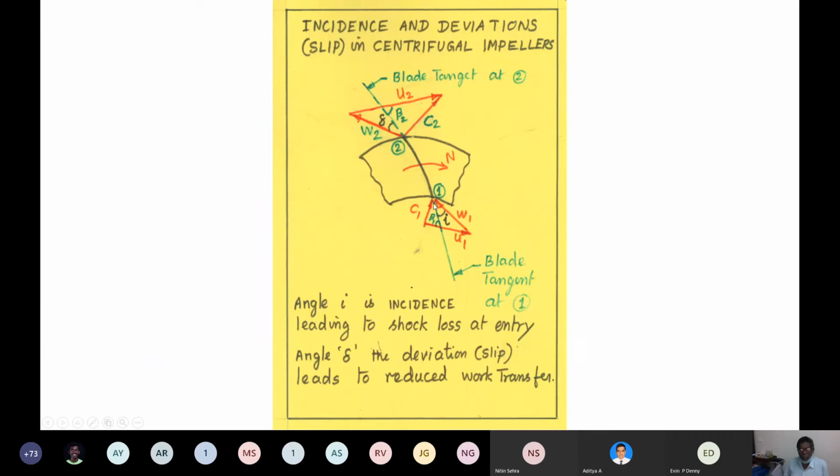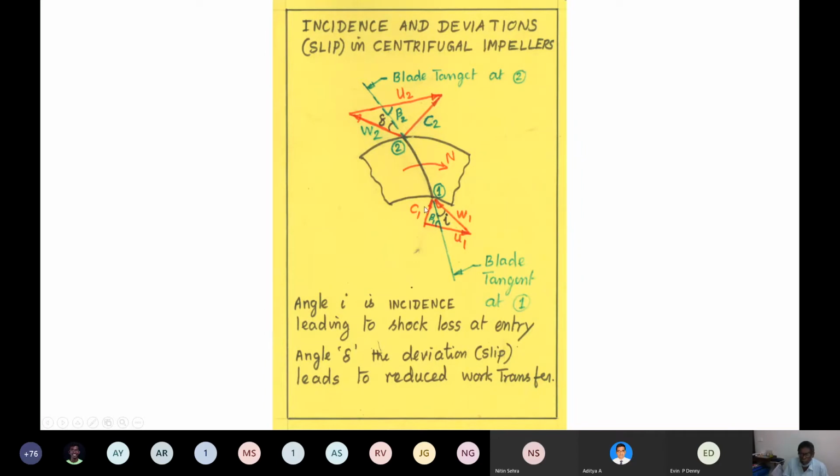Next, another important idea about turbomachinery. Okay, the incidence and deviation in centrifugal impellers. Incidence and deviations of the flow velocity. Okay, so we have taken a backward curved blade. You can see the impeller. As usual, velocity triangles are drawn at location 1 and 2, the entry to the blade and the exit to the blade. The speed of rotation is indicated.